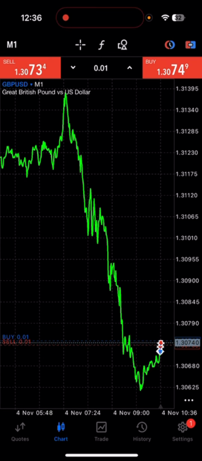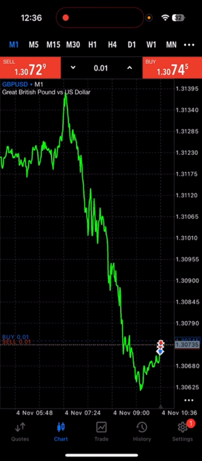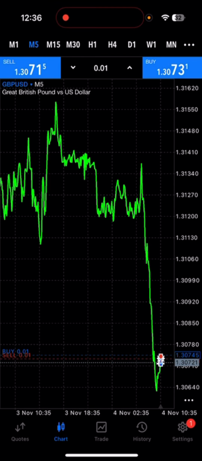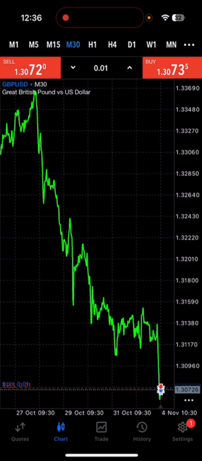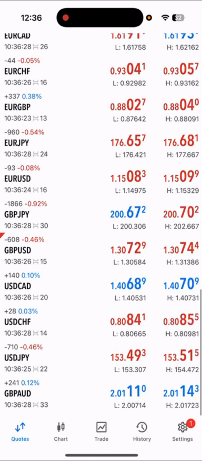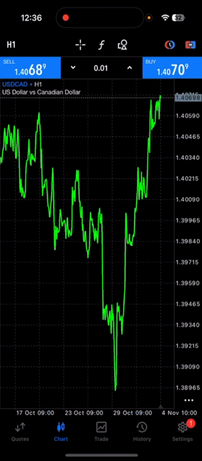Okay? And then to change your time frames, you just click this M1 here, and then you can go to M5, can click it again. You can go to M30, can click it again. You can go to H1. Okay? And then if maybe you want to trade more, you can just come, select another one, go to chart, and predict. As simple as that. Cheers, guys.